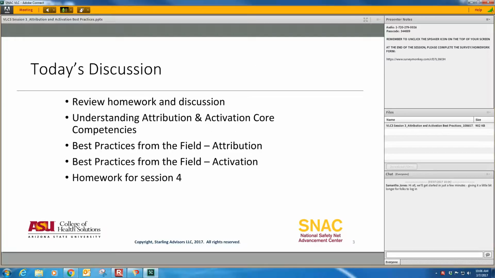In session 6, we'll present the final group project. And today's session, we're going to look through your homework responses and have a discussion about those, and then go over some core concepts regarding patient attribution and activation. Then some case studies and best practices in the field, and then talk a little bit about your homework, the same type of discussion questions that we've covered in the past, going into session 4.